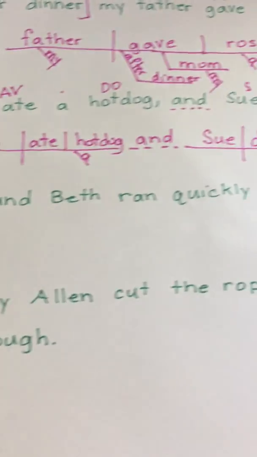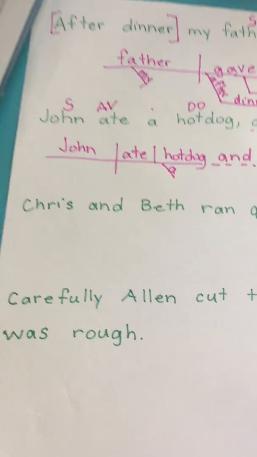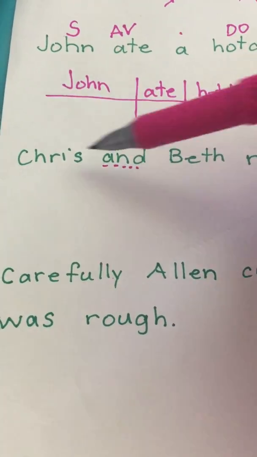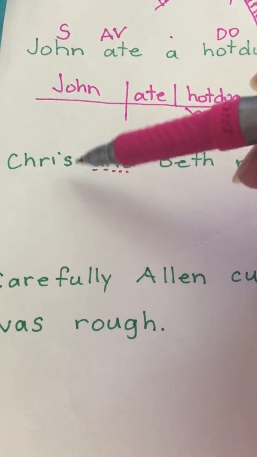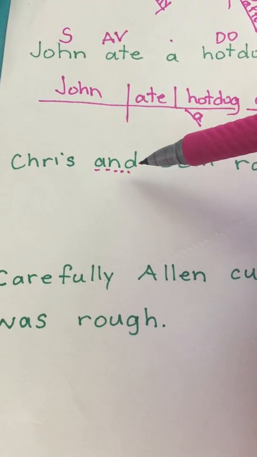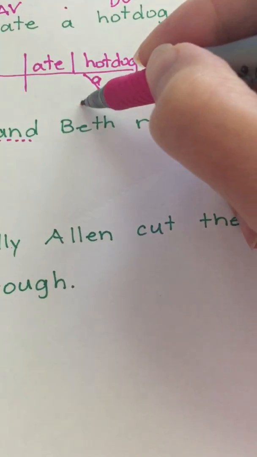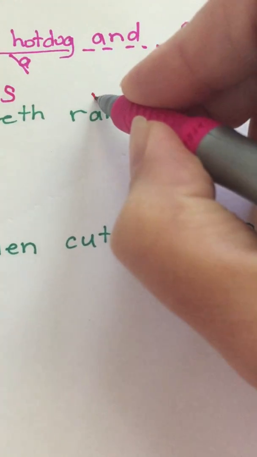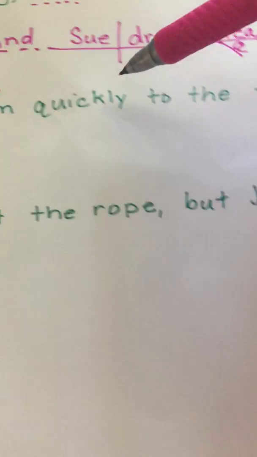Chris and Beth ran quickly to the tree. So there's my sentence. And I'm going to see, oh, here's a conjunction. But is it joining independent clauses? No, and there's not a comma here either. So we know this is just joining two things. In this case, it's joining our subjects, Chris and Beth. And we have an action verb here, ran. Ran what? Quickly to the tree.